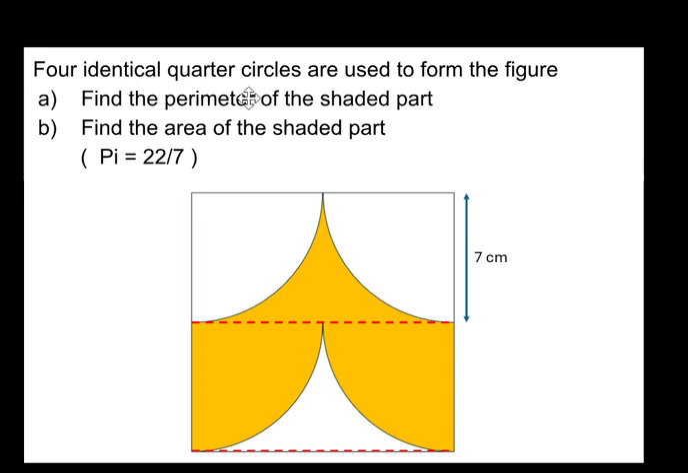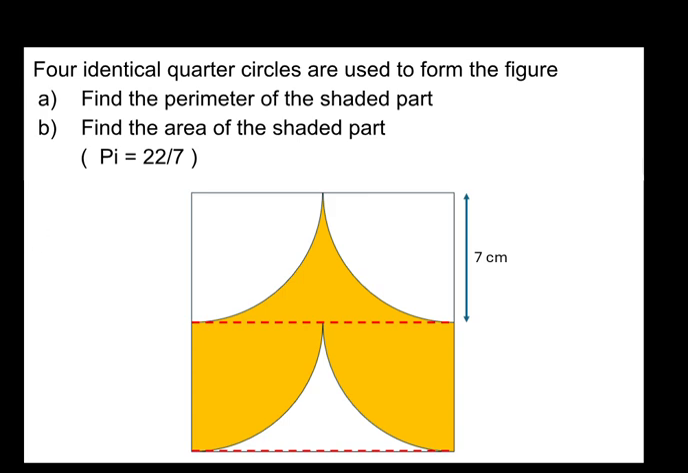Four identical quarter circles are used to form the figure. A. Find the perimeter of the shaded part. B. Find the area of the shaded part. Okay, so this is the perimeter of the shaded part. This is the shaded part that they are referring to. The other dimension that's given here is 7 centimeter. Take pi as 22 over 7.